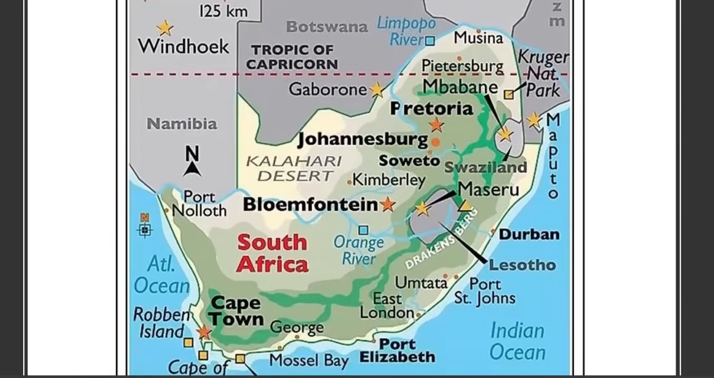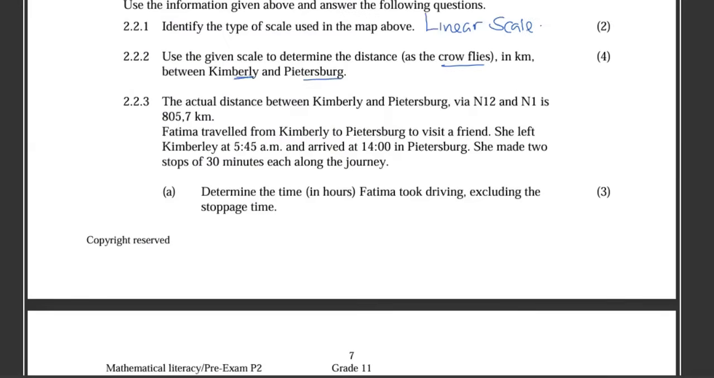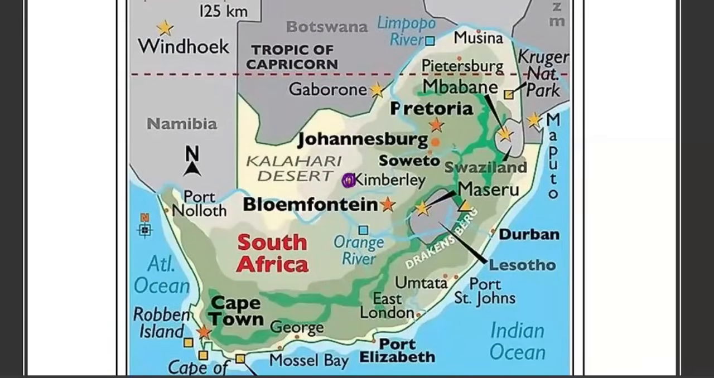But they're saying as the crow flies from Kimberley here, as it flies from here to Pietermaritzburg, Kimberley to Pietermaritzburg. Here. What's the distance between these two? That's what we do. So you put your ruler here and you measure it.